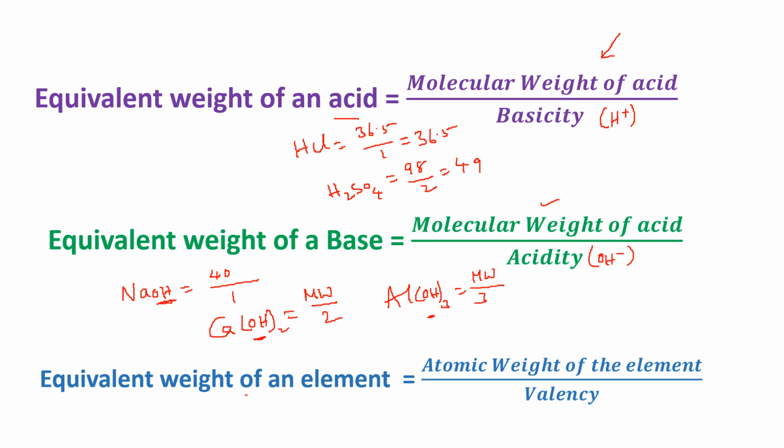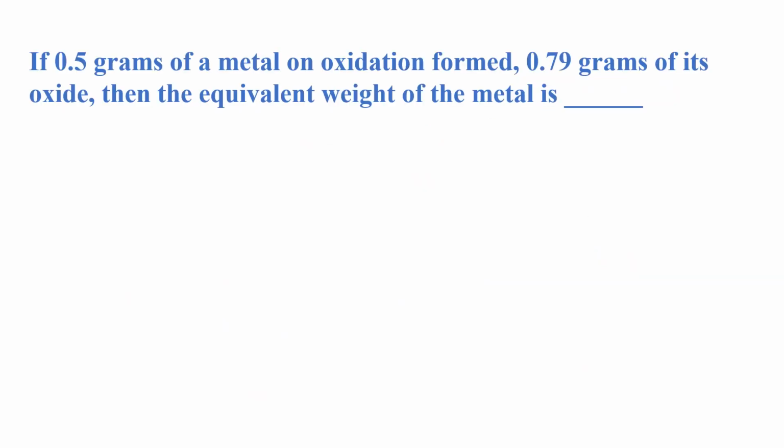The equivalent weight of an element is the gram atomic weight of the element divided by valency. This is also one of the formulas. Then we'll go through some examples.